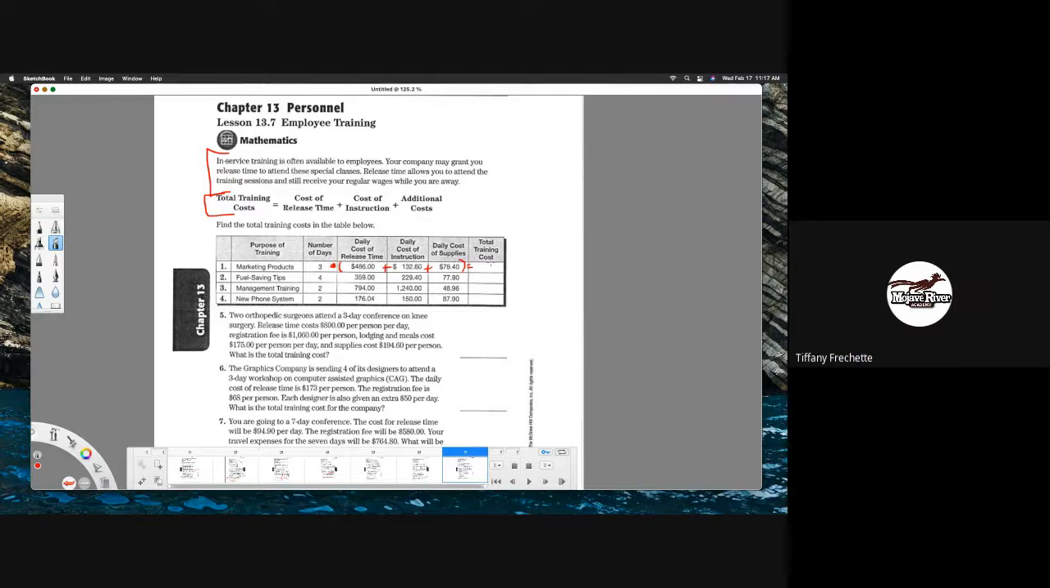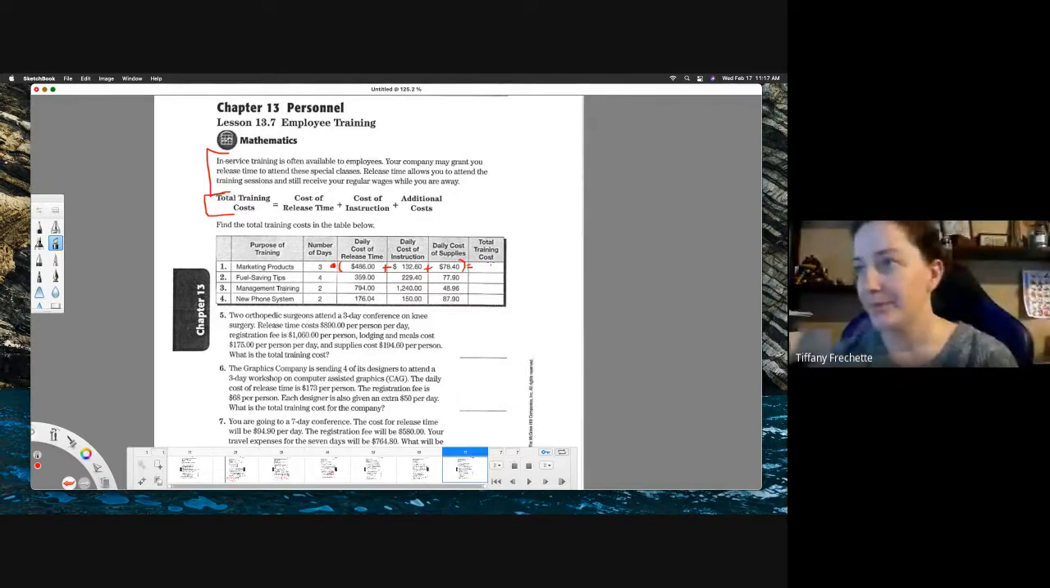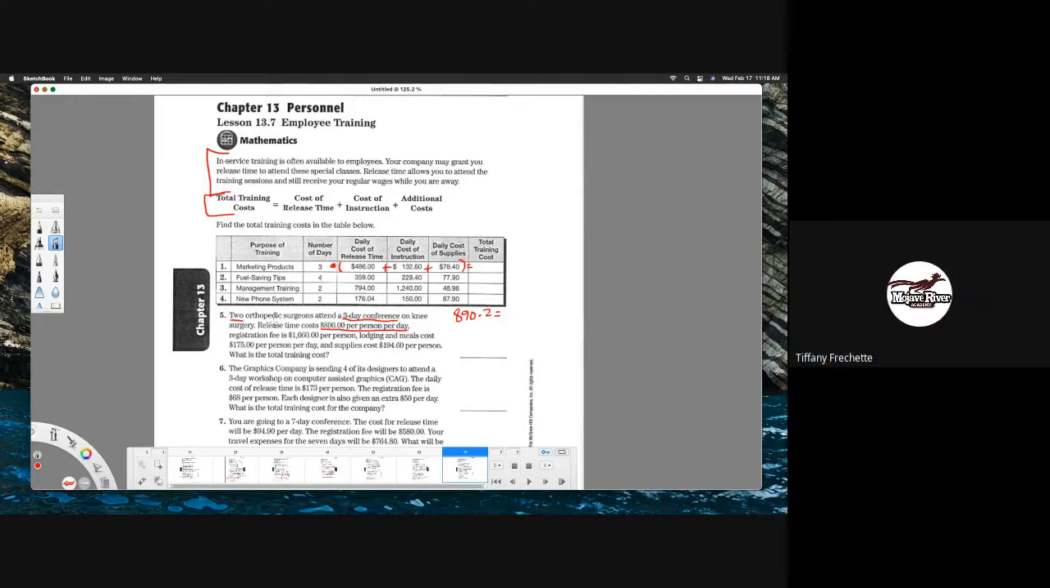For some of it, we have to take into account a little bit more. So we have 2 orthopedic surgeons attend a 3-day conference on knee surgery, so we know that it's 3 days long. Release time costs $890 per person per day. So per person per day. If there's 2 orthopedic surgeons going, we know we're going to do this twice. So this is 890 times 2. And that'll tell me the daily cost for these 2 people to be there for the release time.